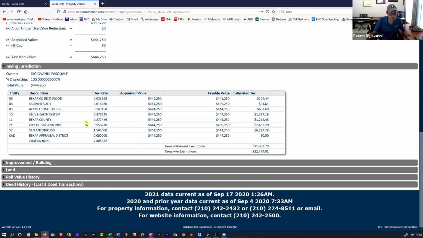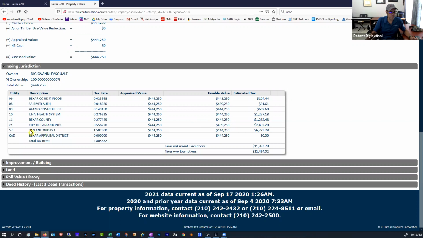Now, this is, I think, the part that I wanted you to see. Where's that money going, right? Where does that property tax go? Well, first of all, it goes to the Bexar County Road and Flood, okay? So $100 of that goes there. The San Antonio River Authority gets $81. Alamo Community Colleges. That's you. This is the money that it takes to run the college. I know you all pay tuition, but that's not enough to run the college. So $600 of this person's $12,000 is going to go to Alamo Colleges. The University Health System gets $1,000. Bexar County gets $1,000. The city gets $2,000.